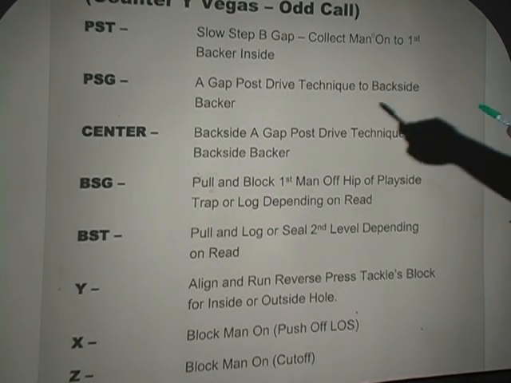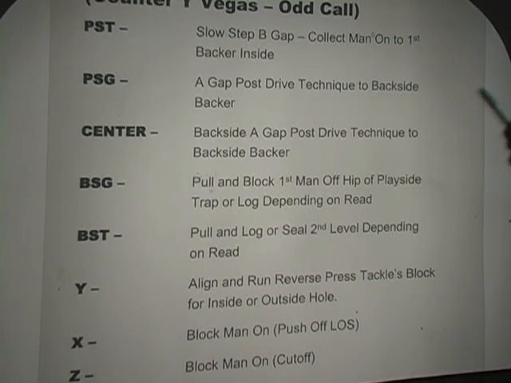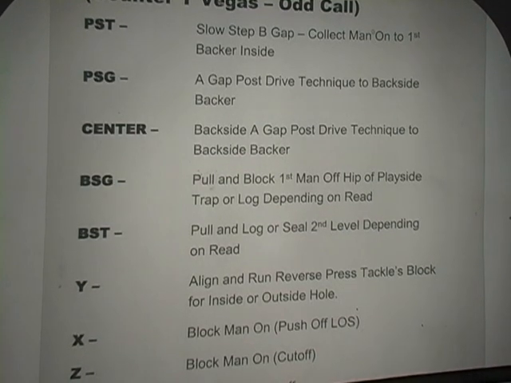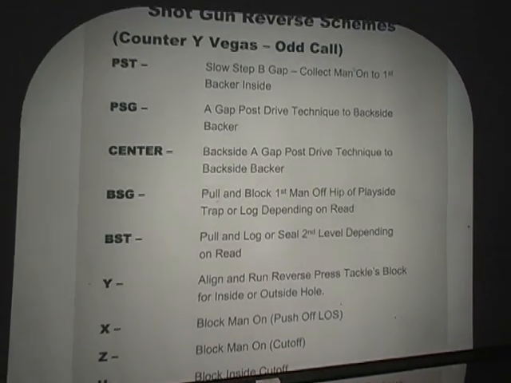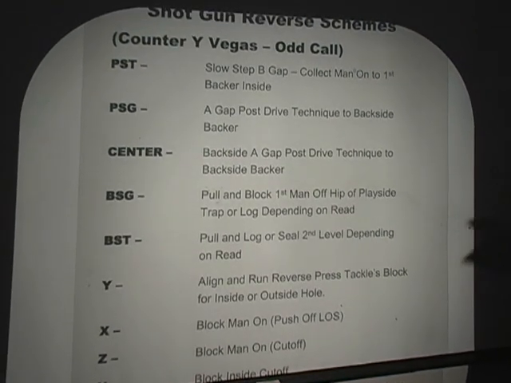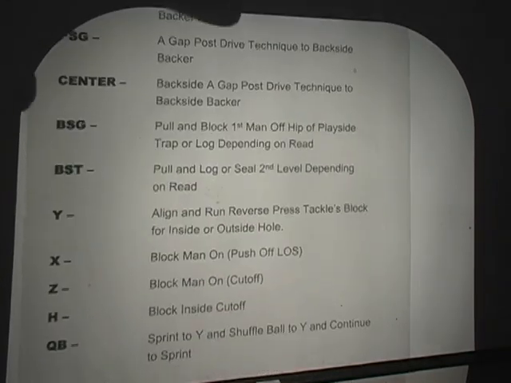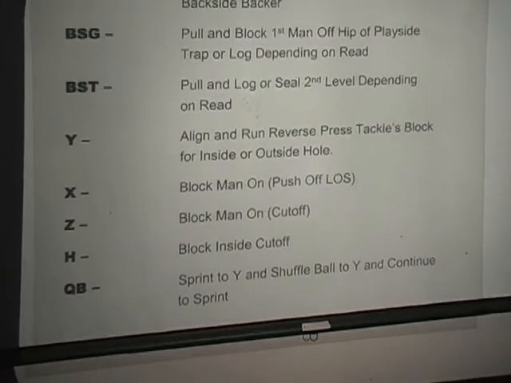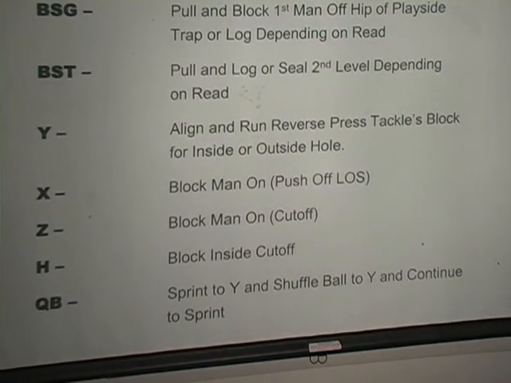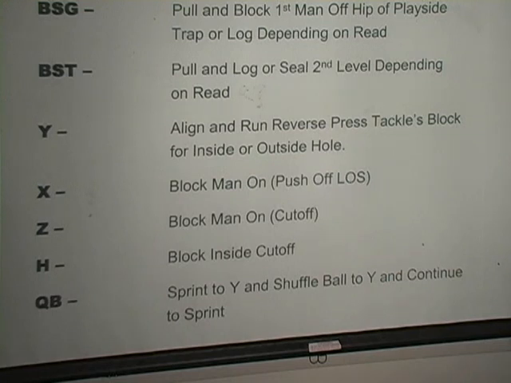Backside guard is going to pull and block the first man off the hip of the tackle, trap or log. We're thinking trap, depending on the read. Backside tackle, pull and log and seal, second level, depending on the read. Y, align and run reverse, press the tackle's block for the inside-outside hole. See, we want the Y to press the pulling tackle's outside hip, and read off of that. He knows that we're trying to log. He knows that we're reading off of him and pressing that point.